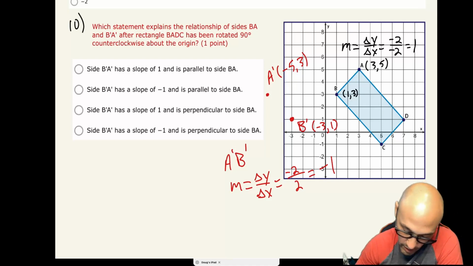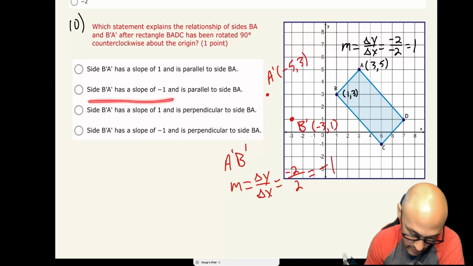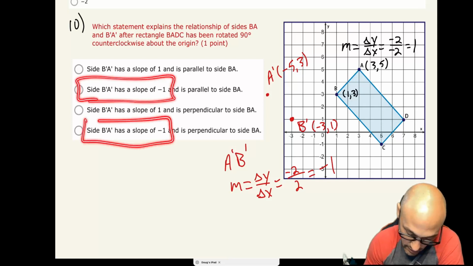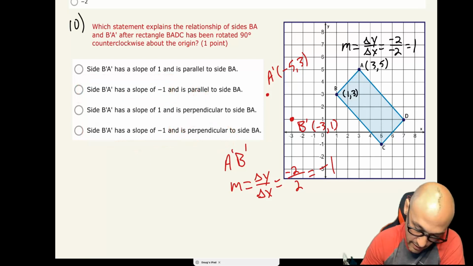And so B prime, A prime has a slope of -1 and is not parallel, it's perpendicular to BA. So our answer is this one right here.